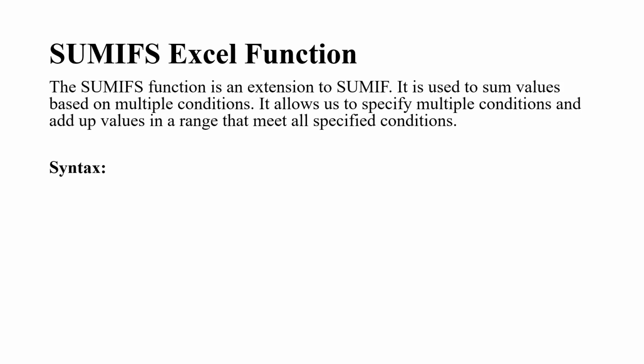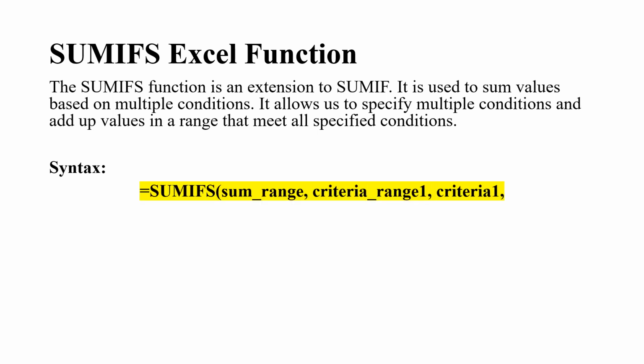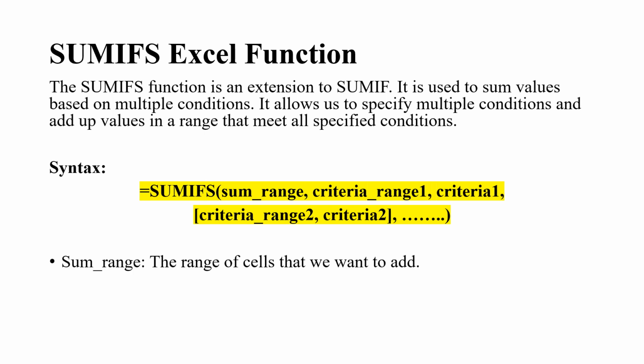The SUMIFS function is an extension to the SUMIF function. It is used to sum values based on multiple conditions. It allows the user to specify multiple conditions and add up values in a range that meet all the specified conditions. For syntax, there is a slight change compared to SUMIF. Here we enter the sum range as the first argument, followed by criteria range 1, criteria 1, and then criteria range 2, criteria 2.